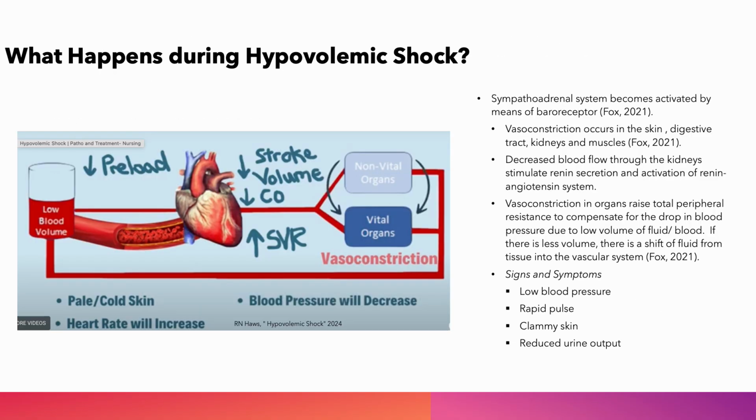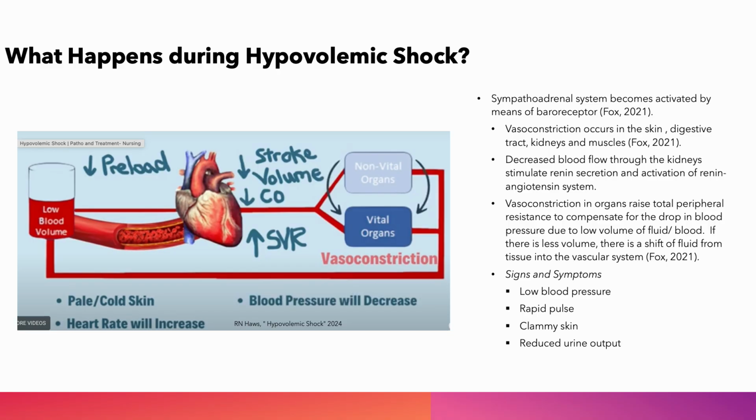Alright, so what happens during hypovolemic shock? I chose this image because it's a pretty good visual and description of what happens in the heart in terms of preload, stroke volume, cardiac output, and SVR. On the left-hand side is the tank, so we have a low blood volume tank. The blood that enters the heart is called preload, so the preload decreases. As preload decreases, stroke volume decreases and cardiac output decreases. The body tries to compensate by vasoconstricting to pull whatever blood is left back to the heart.